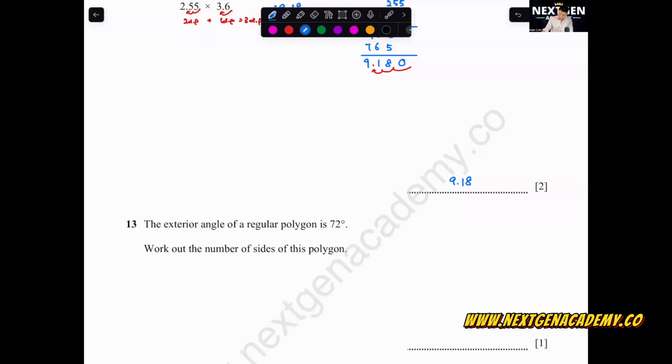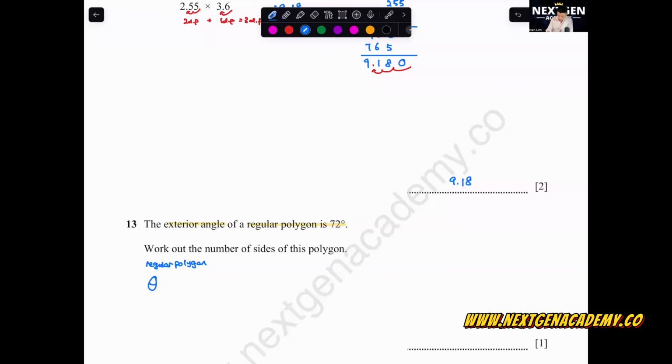Next one. The exterior angle of a regular polygon is 72 degrees. Work out the number of sides of this polygon. What is the formula for exterior angle of a regular polygon? Keyword is regular. Only for regular polygon. The definition of a regular polygon means all sides and angles are the same. 360 over n, very good.